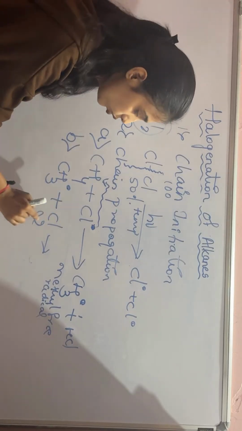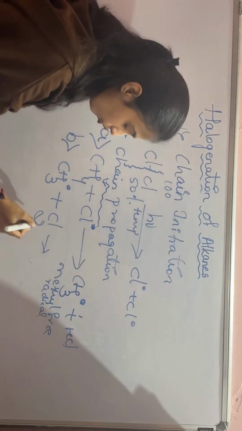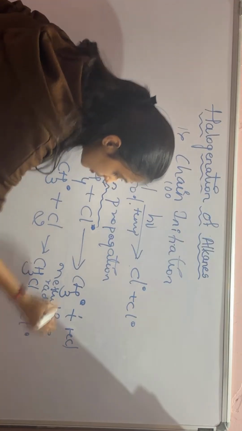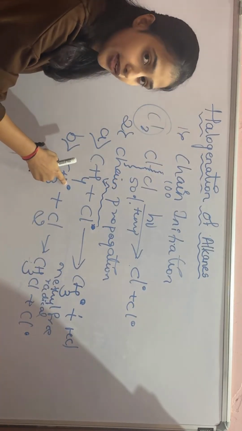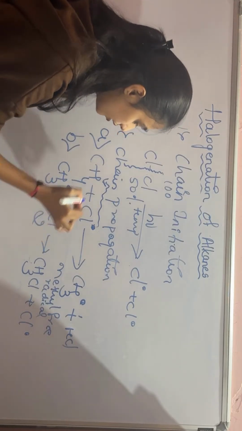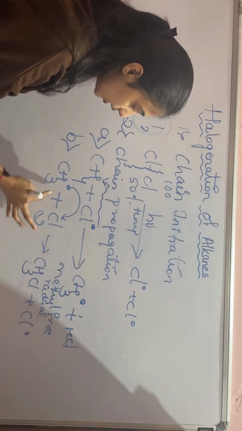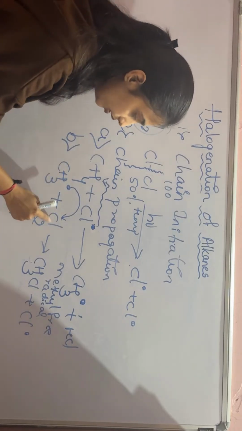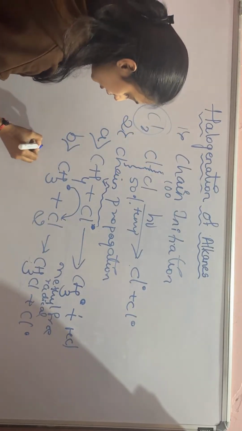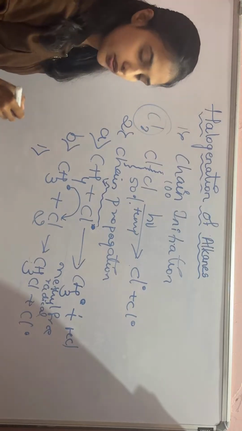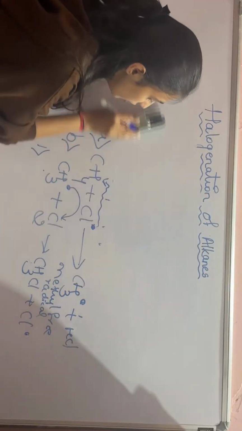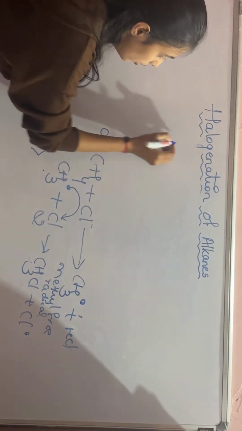So this methyl free radical will react with our Cl2 to form CH3Cl plus Cl free radical. I told you, when one free radical reacts with another normal atom, it transfers its free radical to that atom, and the same thing is followed here: CH3Cl, and now our Cl has become the free radical. Then so many steps are there that you have to understand. I'll write here: so many steps are there in chain propagation.